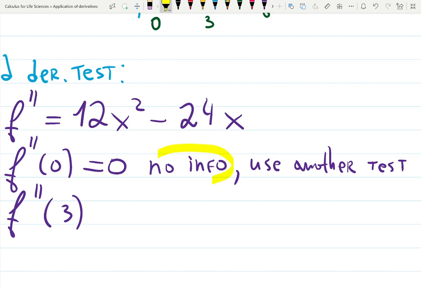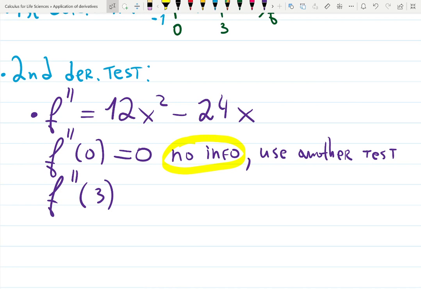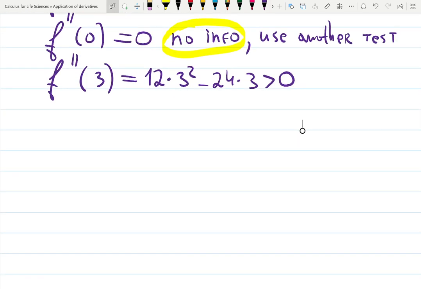So if you have zero, don't freak out and say there's no info, this test just failed you. That's fine. Computers do it all the time. But what about a three? Positive or negative? If you're not good at the mental calculations, then actually calculate 3 squared minus 24 times 3. But I just need a sign. It is positive. Since it is positive, you should remember it's a local minimum right away.